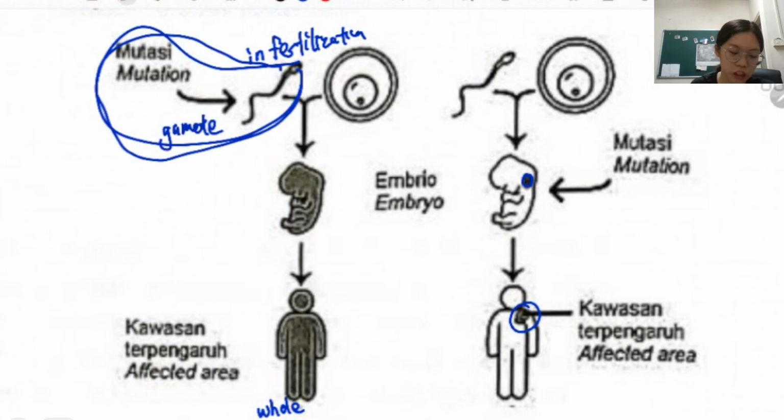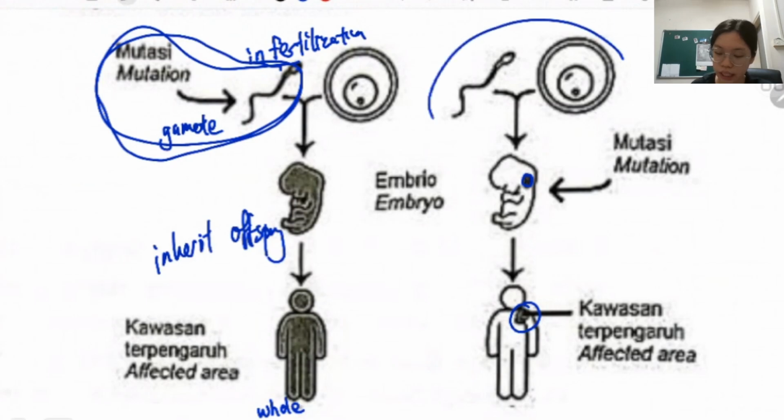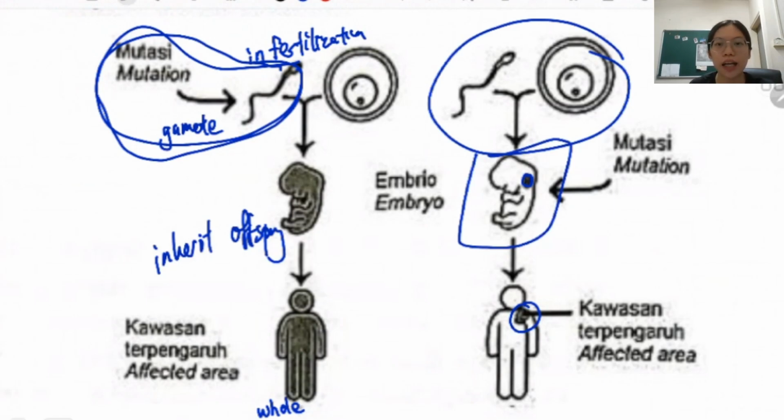This one is straight out a mutation in the gamete. That's why it will be inherited to the offspring. For this one, gamete cell works well. There's no mutation. It's just that this offspring itself, its own self, has mutation. So this one is most probably involving mutation in somatic cell. So this person won't actually inherit it to the next generation, because it is not involving the gamete cell.